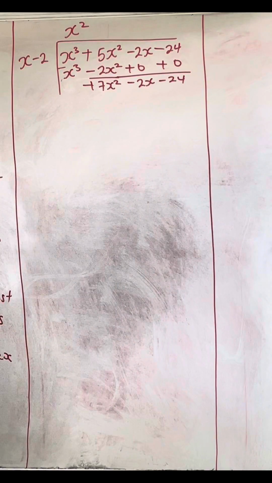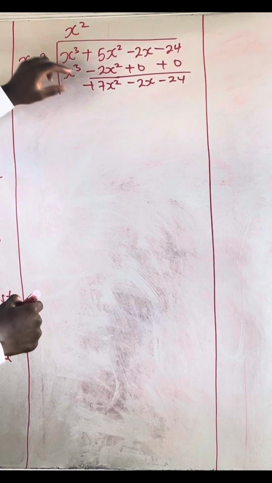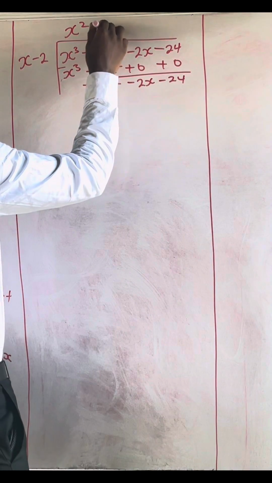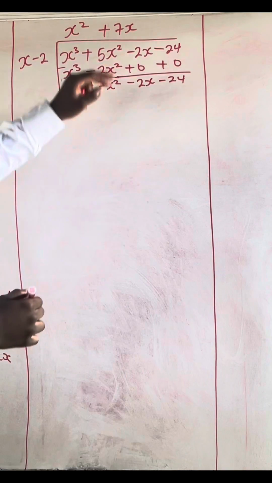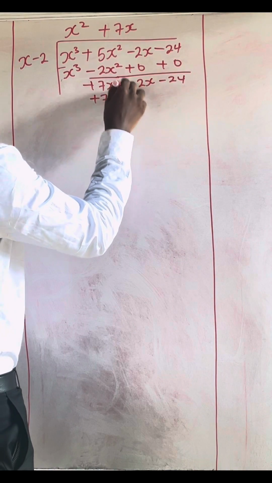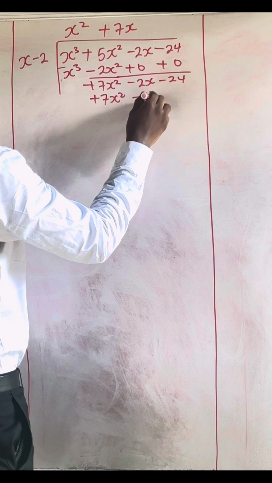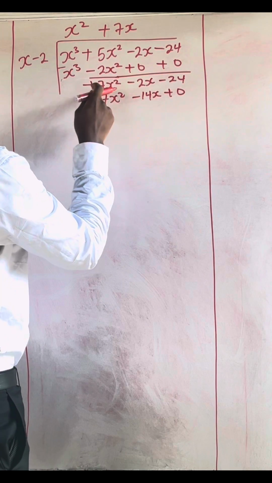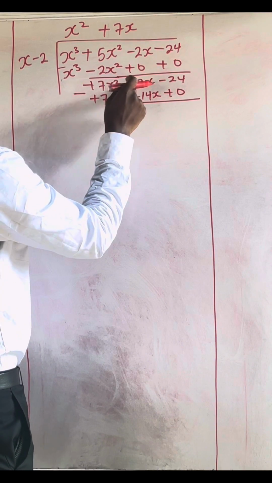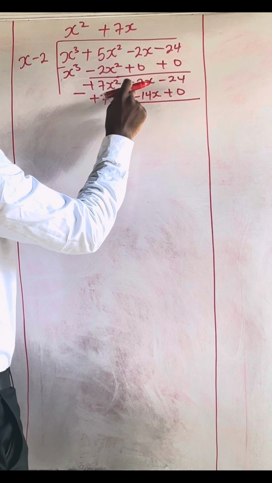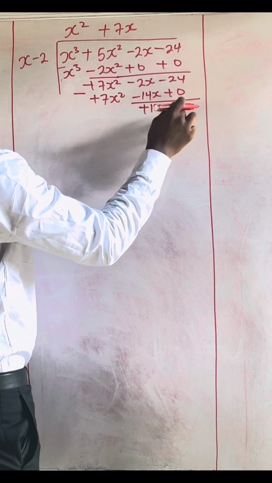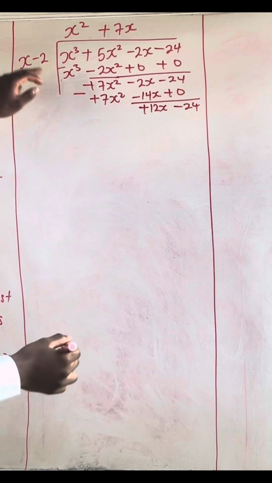The next thing we are going to do is repeat this process. The first value of x here, we are going to remove it from this 7x squared. If I remove x from 7x squared, what remains? That is plus 7x. So I'm going to use this plus 7x to multiply everything. What is 7x times x? That is plus 7x squared. Then what is 7x times minus 2? Minus 14x. I will subtract this from this, that is 0. Minus times minus returns to plus, so that will now be minus 2x plus 14x, which is plus 12x. Then bring this minus 24 down. I'm going to repeat the same process.